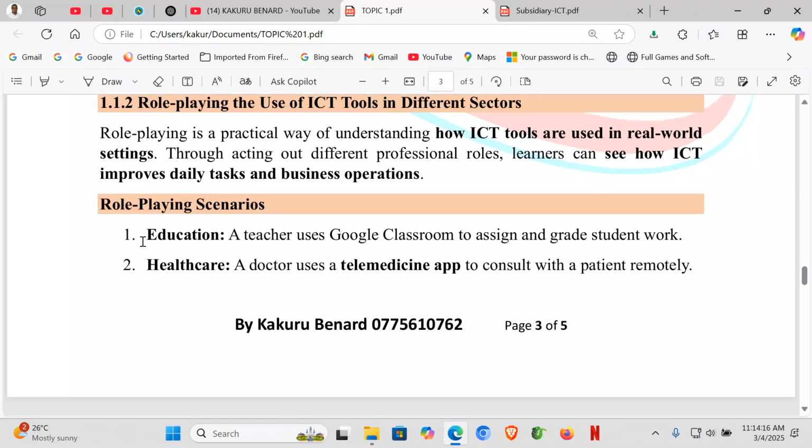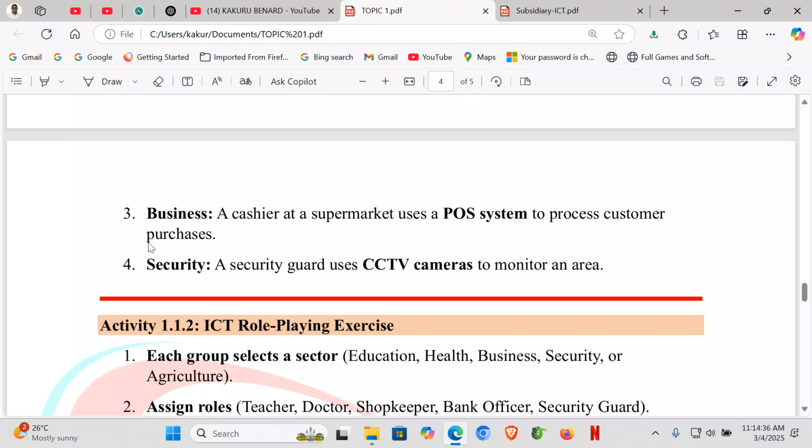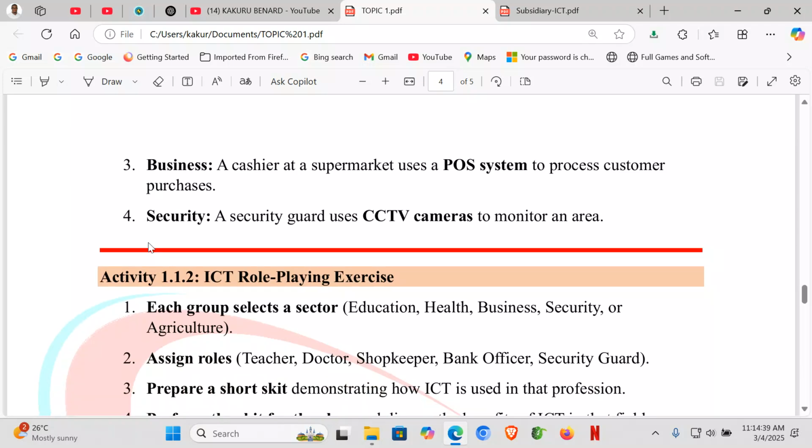So let's see, for example, some of the scenarios under role-playing. One, in education, a teacher can use Google Classroom to assign and grade student work. In healthcare, a doctor uses a telemedicine app to consult with a patient remotely. When it comes to business, a cashier at a supermarket uses a point of sale system to process customer purchases. Then in security, a security guard uses CCTV cameras to monitor an area.